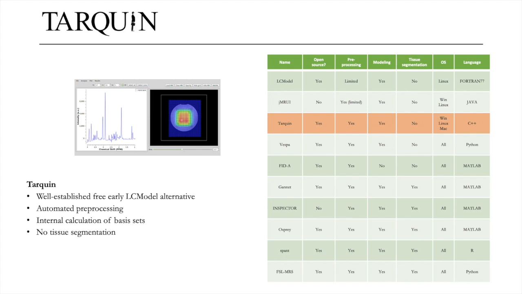Tarquin emerged early as a free LC model alternative and is now well established and widely used. It includes a lot of automated pre-processing steps, it provides internally calculated basis sets, although it does not offer an interface with tissue segmentation directly.